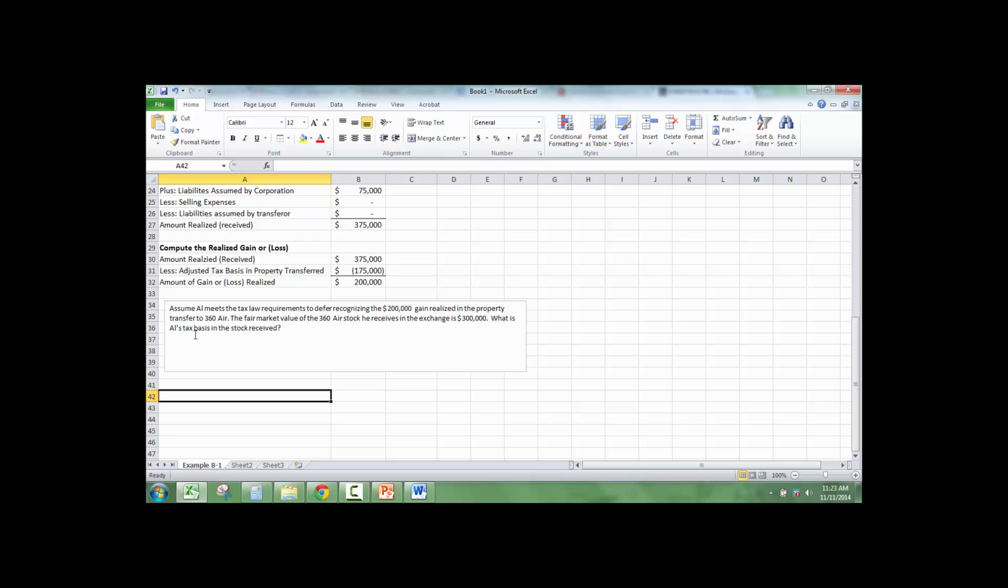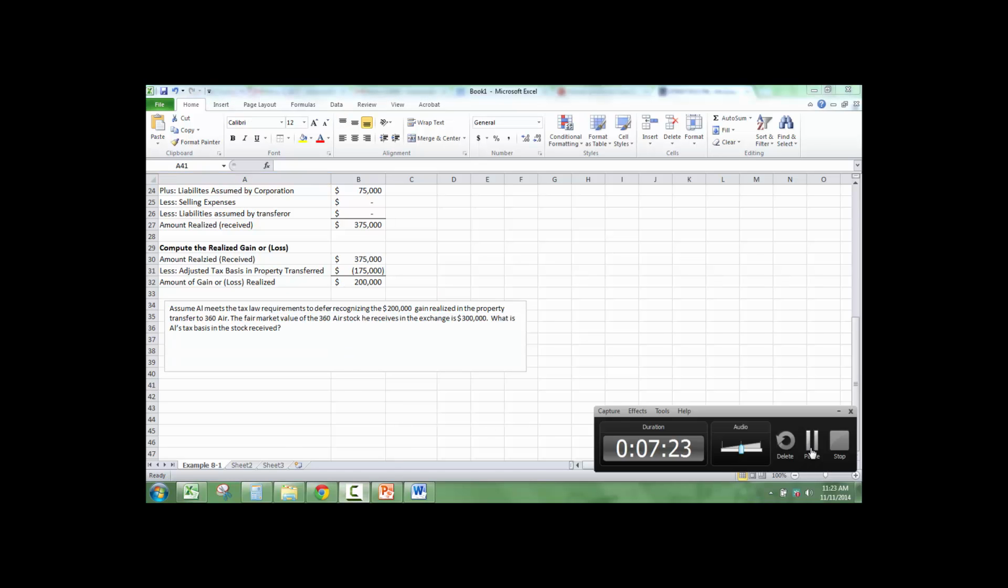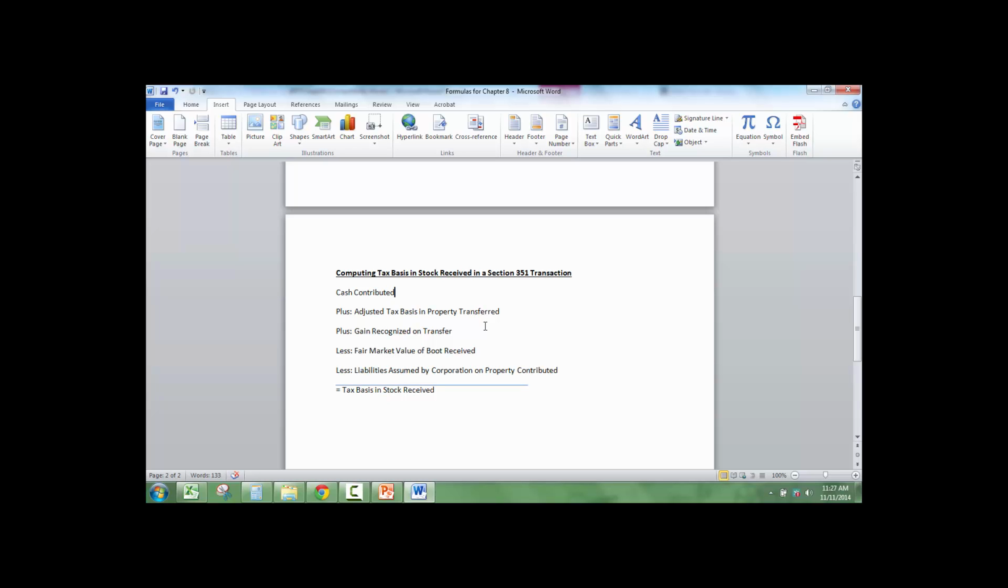Continuing on with our problem, let's assume that Al meets the tax law requirements to defer recognizing the $200,000 gain. The fair market value of the stock he received in exchange for the property he transfers to 360 Air is $300,000. What would be Al's basis in the stock he received? So this is the formula for computing a tax basis in stock received in a Section 351 transaction. Cash contributed plus adjusted tax basis in property transferred plus any gain recognized on the transfer less fair market value of boot received less liabilities assumed by the corporation on property contributed equals the tax basis in the stock received.